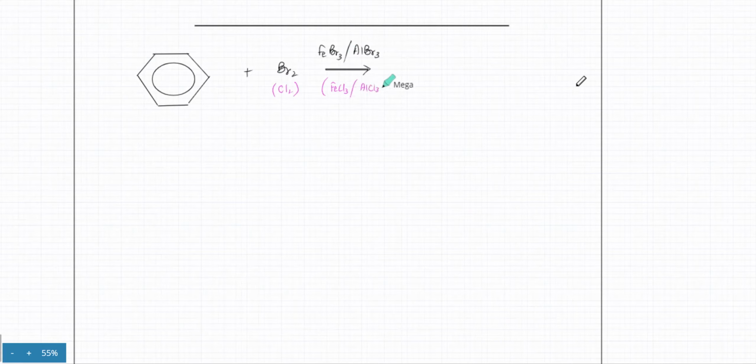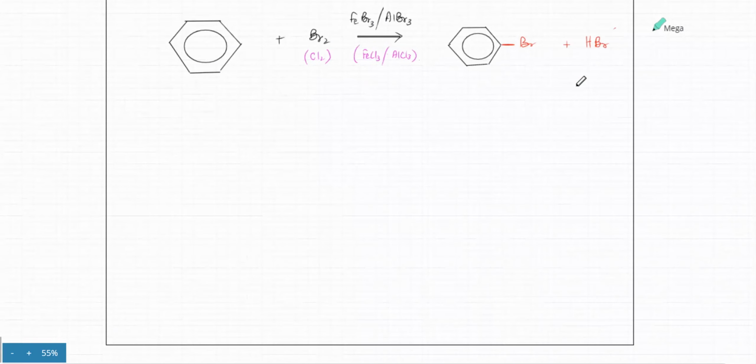These are your catalyst, and what are the products of the reaction? The products of the reaction are the benzene ring, one of the hydrogens will get substituted by bromine, and plus HBr molecule would be produced. Okay, so that's the product of the reaction. Clear, is this clear to everyone? Yes, sir.